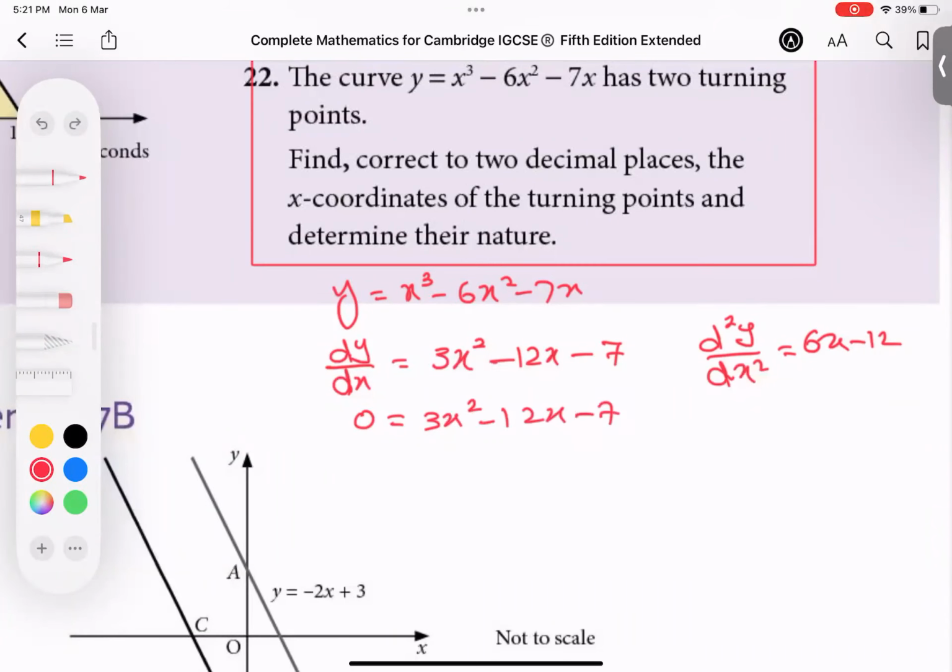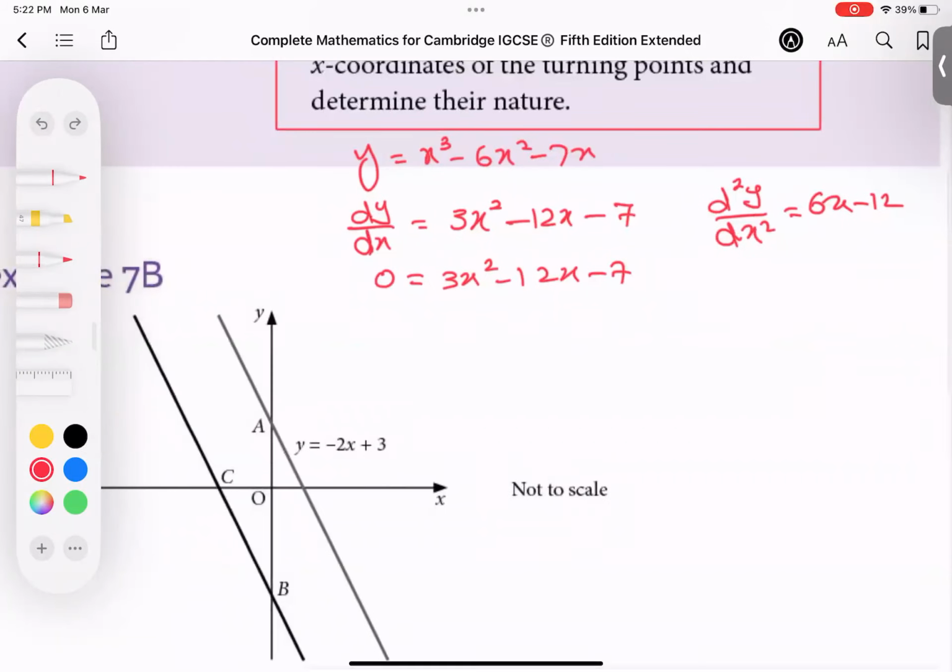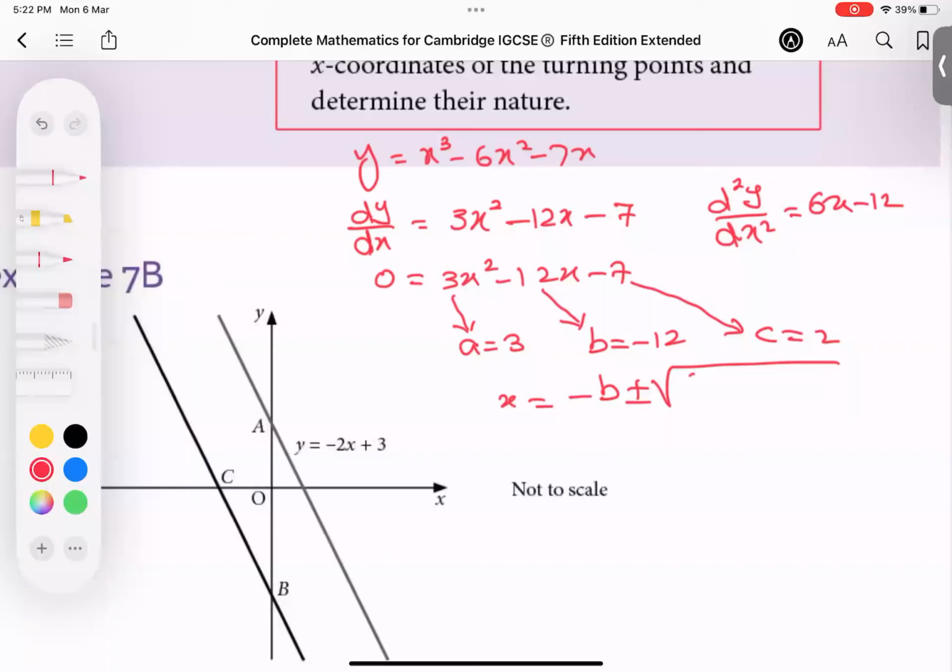It is no way to get a prime factorization, and since decimal places are mentioned, we are bound to go for the quadratic formula. So have a look. For your knowledge, what is A? A is 3. What is B? B is negative 12. And what is C? C is 2. And apply the formula, negative B plus or minus the square root of, all of you know the formula. I just show it once. And this bracket is compulsory: B to power 2 minus 4 times A and C. This bracket is not compulsory, and divided by 2A.